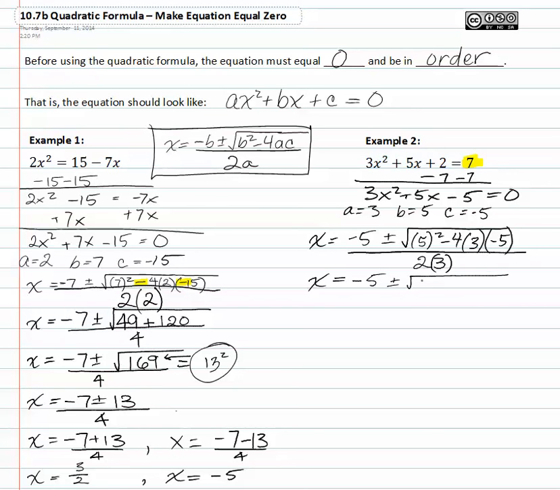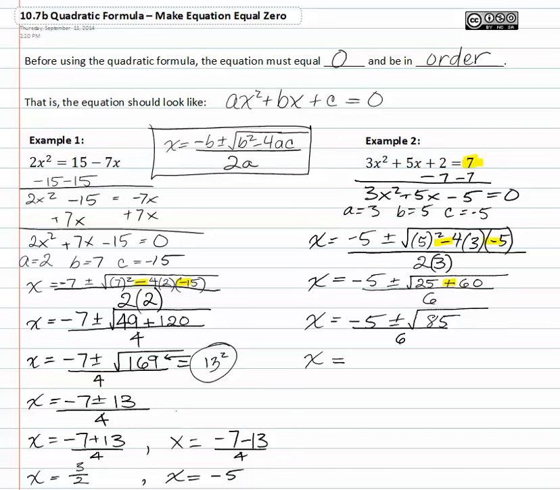Let's simplify that square root. 5 times 5 is 25. 4 times 3 is 12 times 5 is 60. And it's a positive 60 because we've got a negative times a negative, which is a positive. All over 2 times 3 is 6. So the sum of 25 and 60 is 85 all over 6. And since our denominator is positive, we have found the solution.